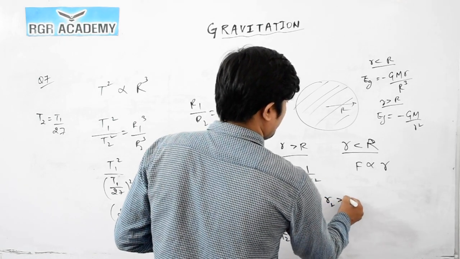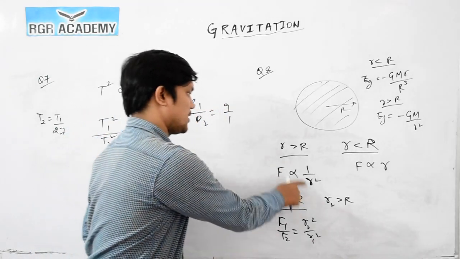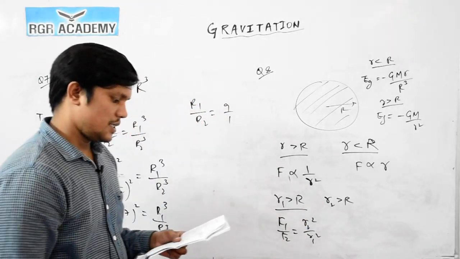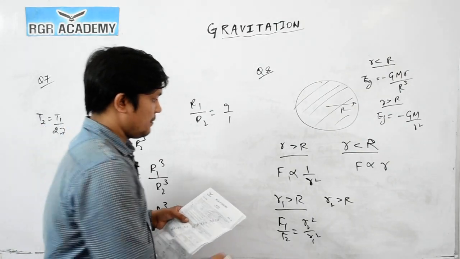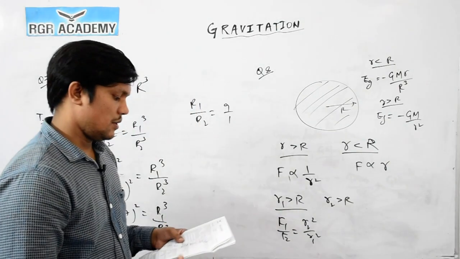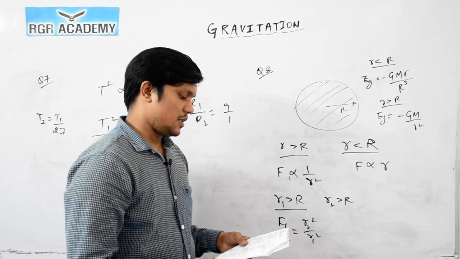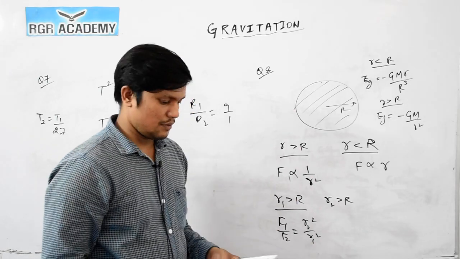And r2 is also greater than r, like this. Because force is inversely proportional to this. Okay. So first option is correct. But the first option is wrong, because they have given r1 square by r2 square. It should be r2 square by r1 square.